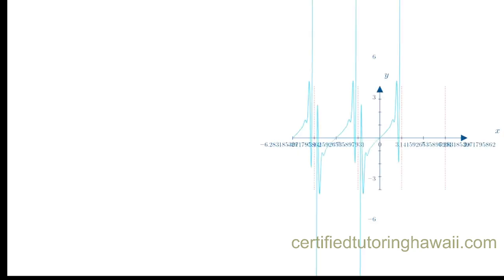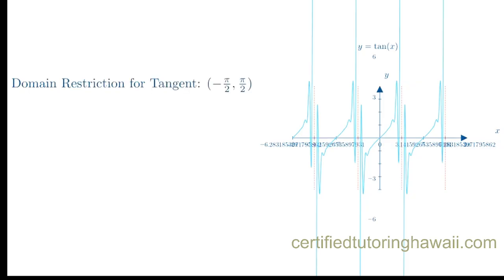It's periodic with vertical asymptotes at multiples of pi over 2. We need to restrict its domain to an interval where it's 1 to 1. For the tangent function, the standard restriction is the interval from -pi over 2 to pi over 2, excluding the endpoints, because of the asymptotes.